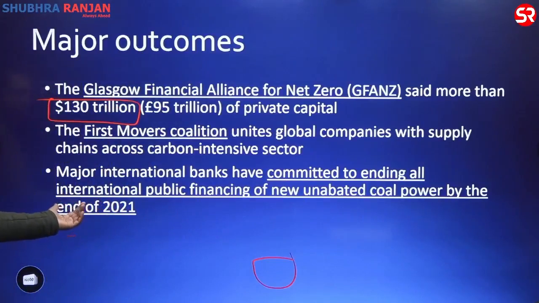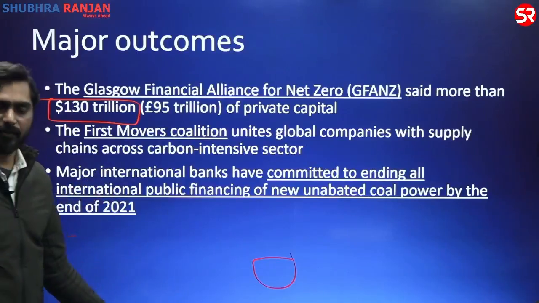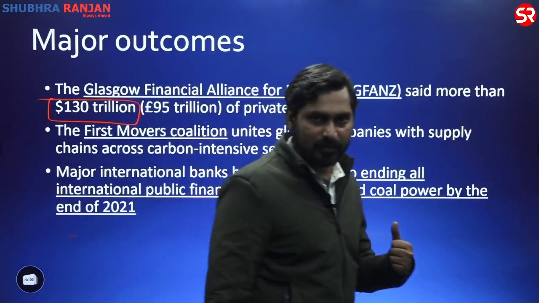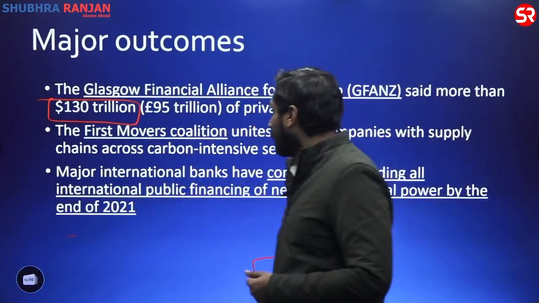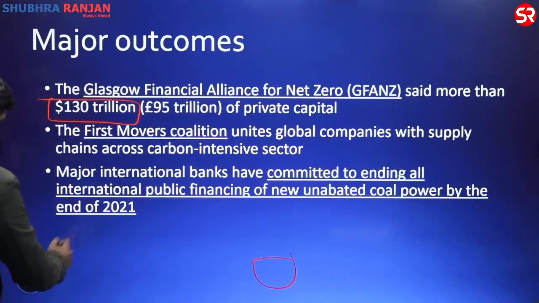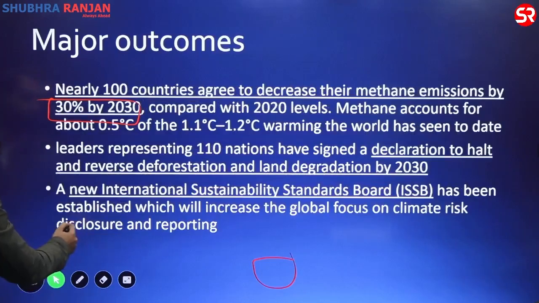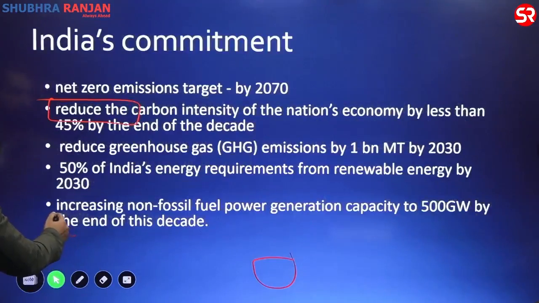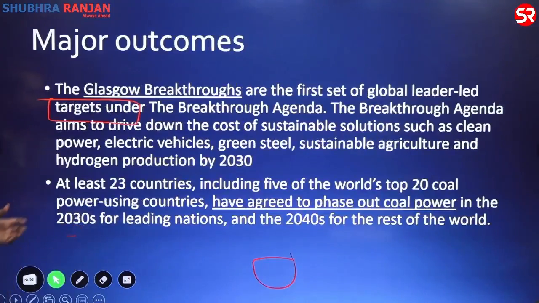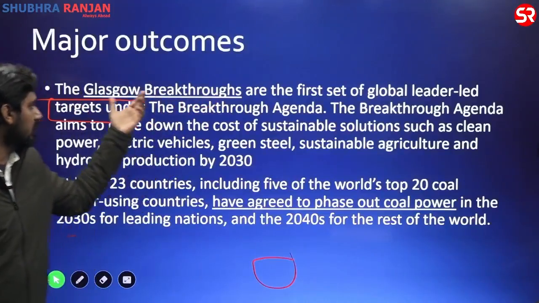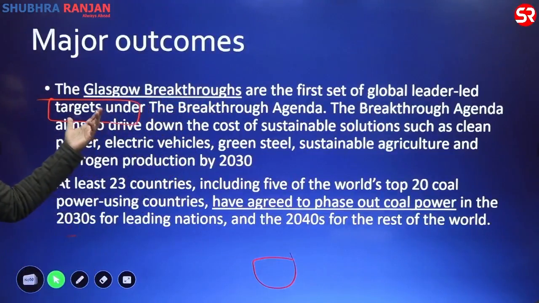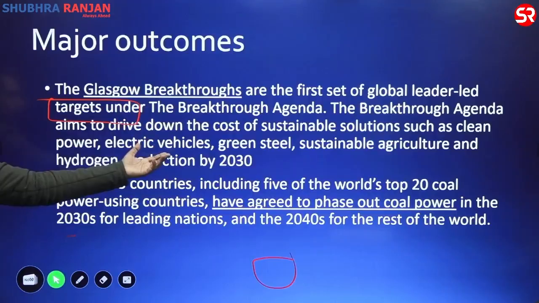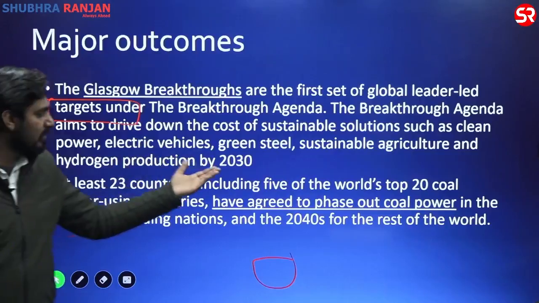Major international banks have committed to ending all international public financing of new unabated coal power by the end of 2021. Coal power has been a major concern, so the international bodies would reduce their funding to coal power. And there was also the Glasgow Breakthroughs, the first set of global leader-led targets under the Breakthrough Agenda. The Breakthrough Agenda aims to drive down the cost of sustainable solutions such as clean power, electric vehicles, green steel, sustainable agriculture, and hydrogen production by 2030.